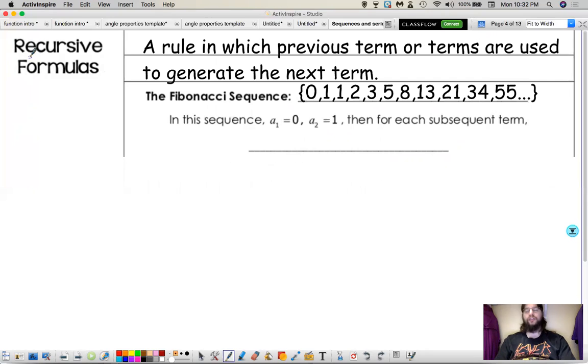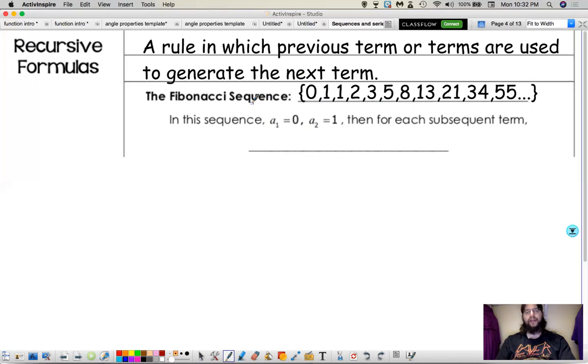Recursive formula: it means you've got to know what's beforehand in order to get what's next. A rule in which the previous term or terms, might be more than one, are used to generate the next term. A great example is the Fibonacci sequence. This guy's all over the place in nature. You can look them up. The golden ratio, Fibonacci is everywhere. If you expand a binomial, x plus 1 to some power, these are going to give you, oh, that's Pascal's triangle. Never mind. Similar, but not the same. Anyway.